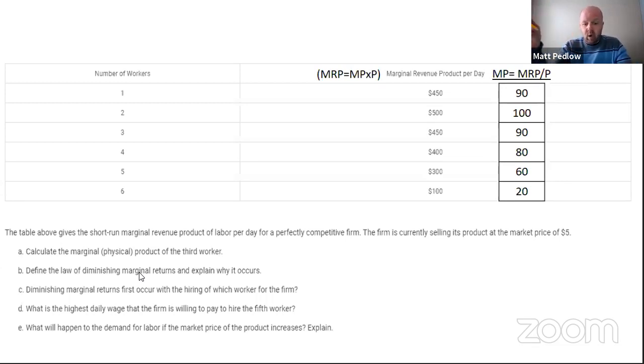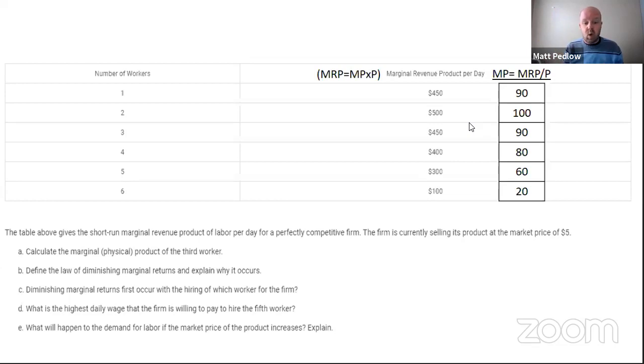See which worker, okay? First worker makes me an additional 90. Second worker makes me an additional 100. And then the third worker only makes me 90 again. So the addition of the third worker would be the answer because they only made me 90. The second worker made me 100. So that's easy. Once again, I'm just looking at that chart.